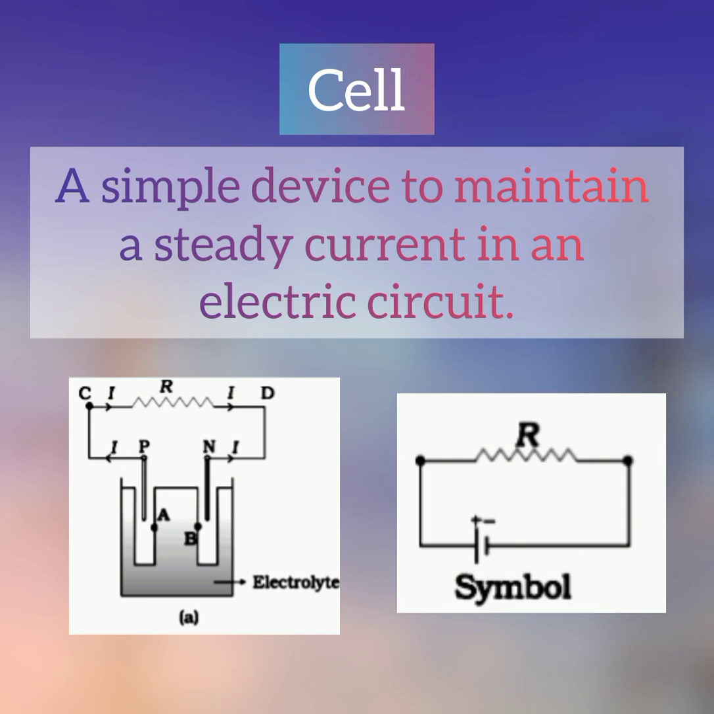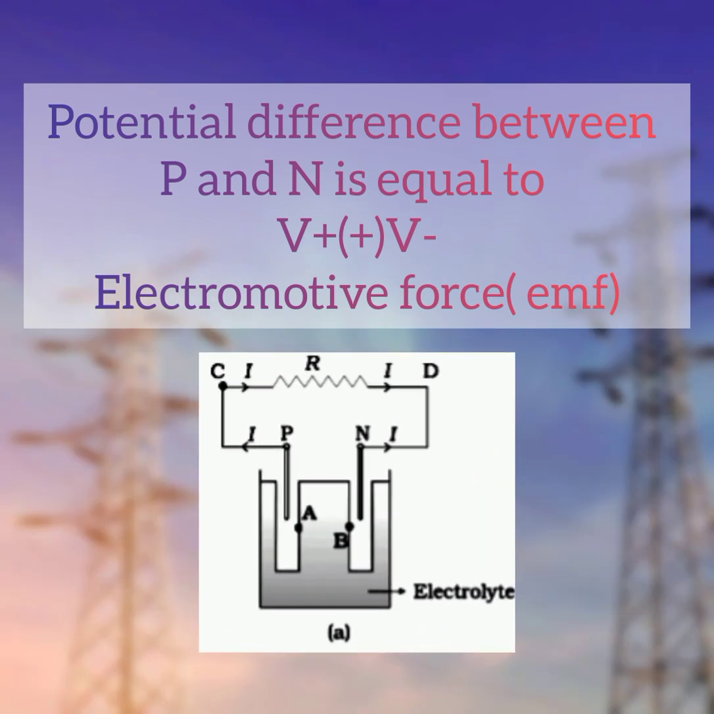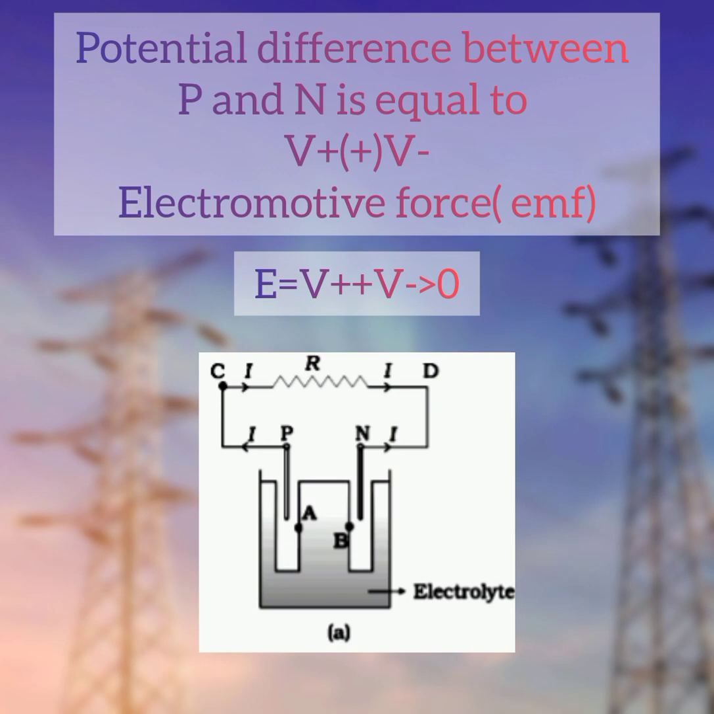When there is no current applied, what happens? The electrolyte has the same potential throughout, so the potential difference between the positive electrode P and the negative electrode N is equal to V plus minus V minus. The difference we get is called the electromotive force, EMF of the cell, denoted as E. E is equal to V plus minus V minus, which should always be greater than 0.